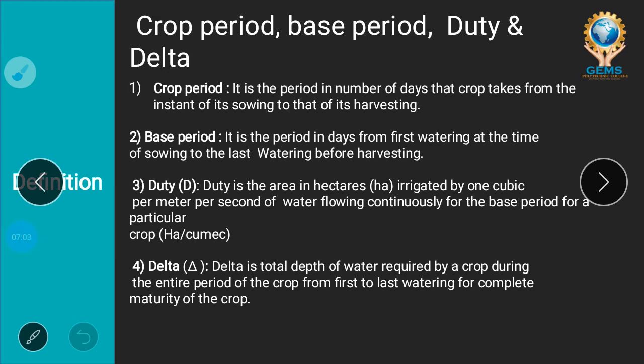So what is the base period? As we have seen, the first watering to the last watering. So duty comes under the base period. So how much water is required for the entire base period, that is known as duty.